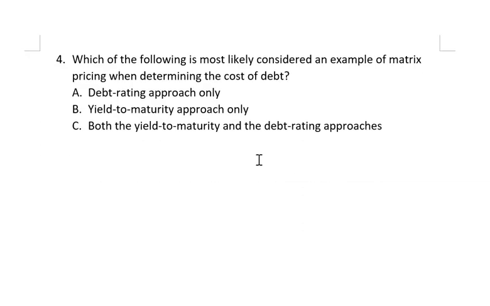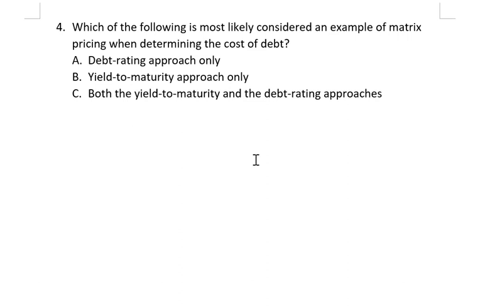Question 4. Which of the following is most likely considered an example of matrix pricing when determining the cost of debt? A. Debt rating approach only. B. Yield to maturity approach only. C. Both the yield to maturity and the debt rating approaches. The debt rating approach is an example of matrix pricing. The answer is A.